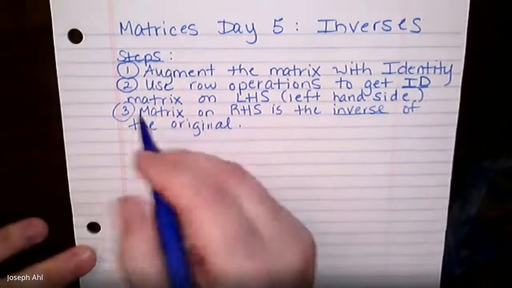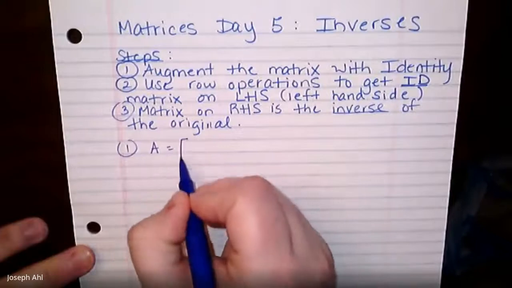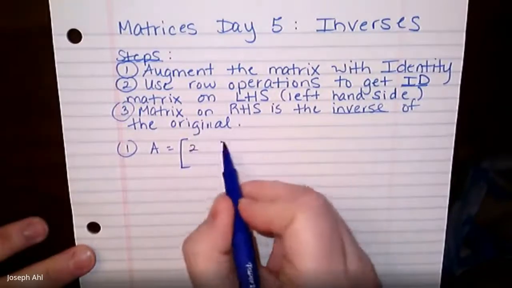Okay, so if I start with example 1, I'm going to define matrix A to be the following. It's going to be 2, 3, 1, 2.